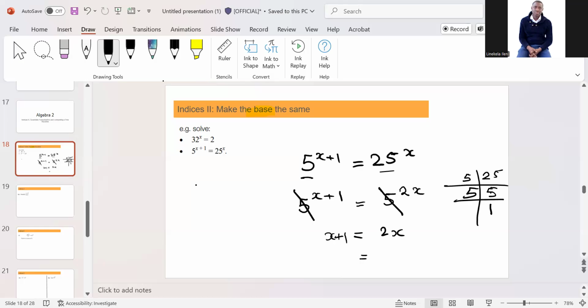So typically, we can send the other x to the other side, or minus x on both sides, which will literally be that x is actually just going to be equals to 1. As you can see, x is literally just equals to 1. Right. So just like that. The key, remember, like I said before, make the base the same. If you're struggling to make the base the same, use your favorite friend, prime factorization. Right.